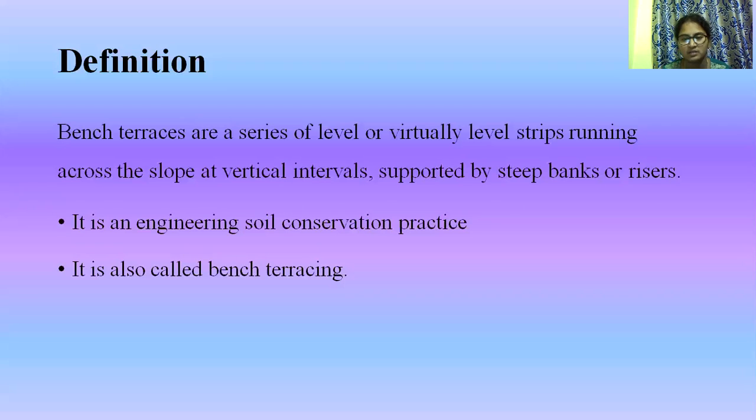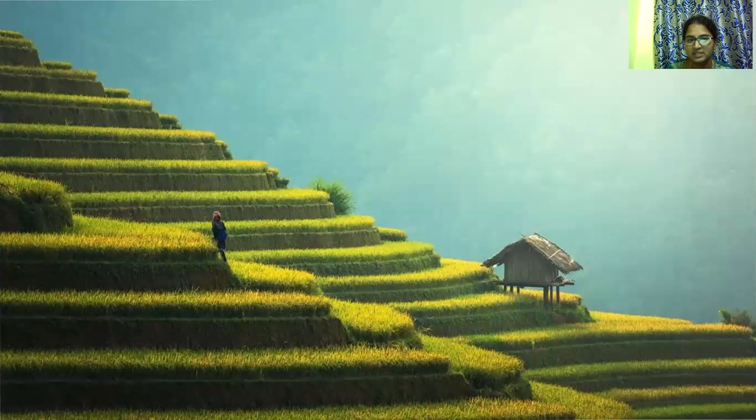These bench terraces are of different types: reverse bench terrace, level benches, and inward and outward sloping. They are used as engineered soil conservation practices, on hillsides, against the downhill flow of water. This figure shows the bench terracing, a step-by-step bench process.